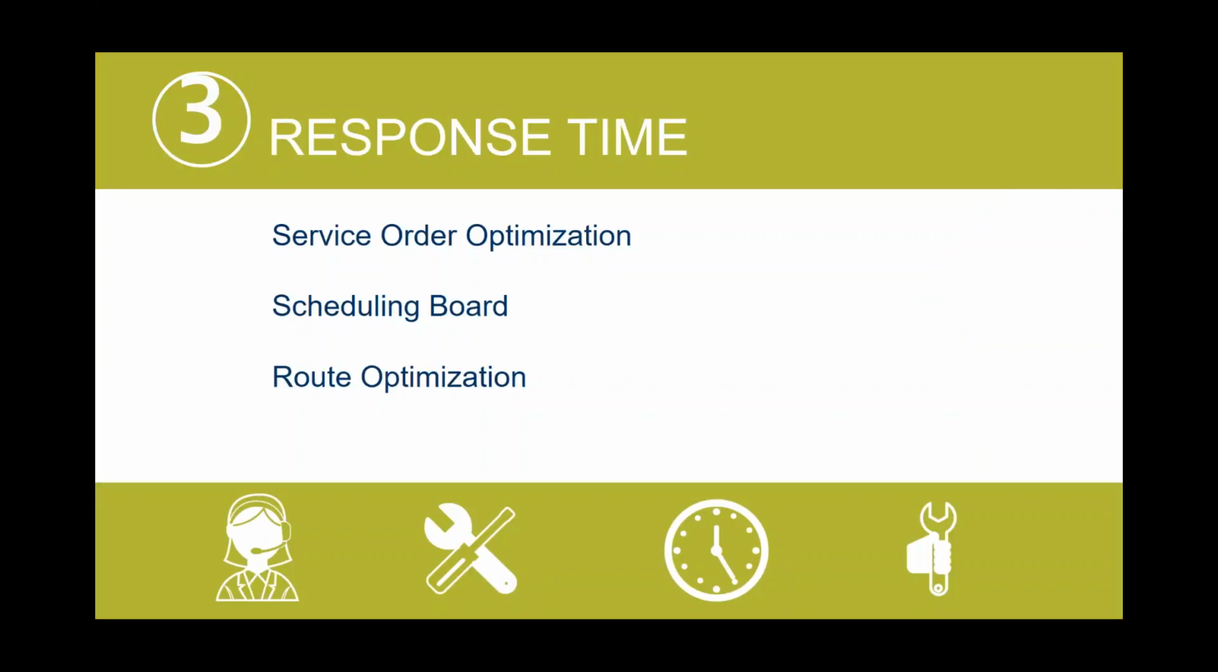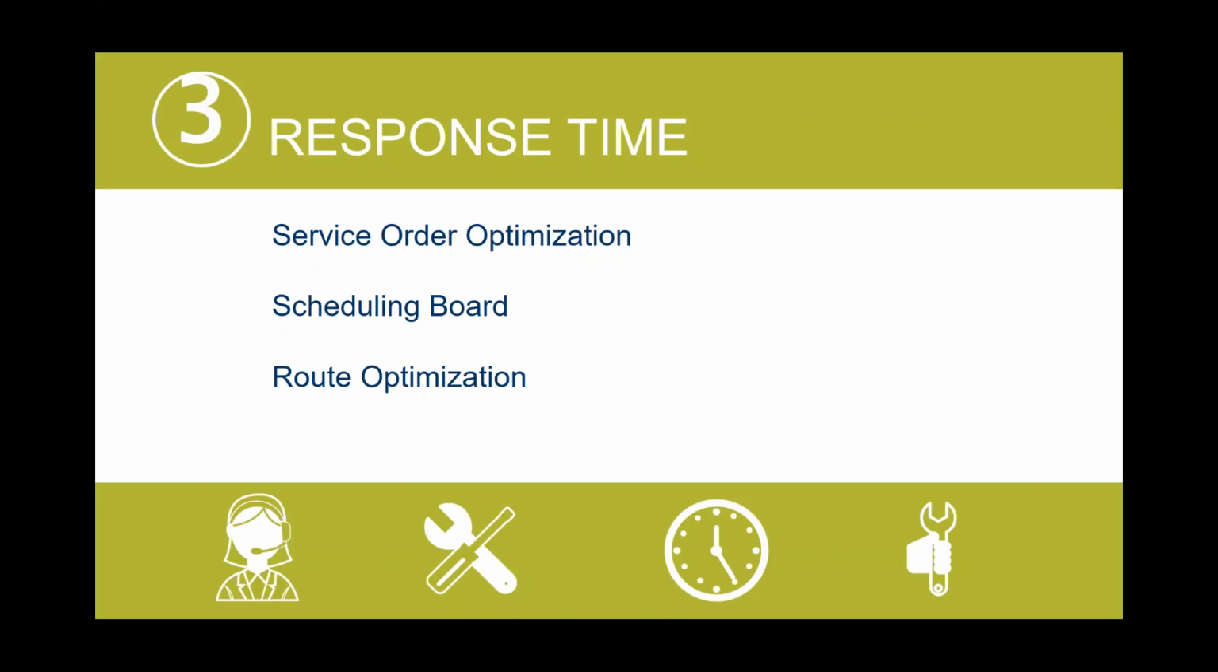The third metric is all about response time. Getting people to the job efficiently and cost effectively saves both time and money for field service organizations. And Dynamics 365, as you'll see in the demo that I have for you, has several features that improve response times. And the first one is route optimization.